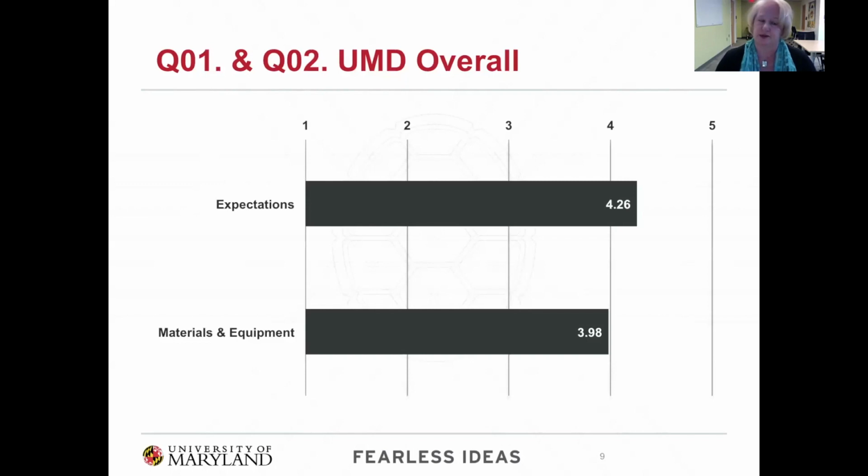So let's look at some numbers. This is question 1, expectations, and question 2, materials and equipment. This is UMD overall, meaning all faculty and staff who responded to the 2017 survey. You can see our results here are pretty high, 4.26 mean for "I know what is expected of me at work," and just under a 4 for materials and equipment. Both of those numbers increased from 2016 to 2017, a 0.06 increase and a 0.12 increase. So that's good, moving in the right direction.